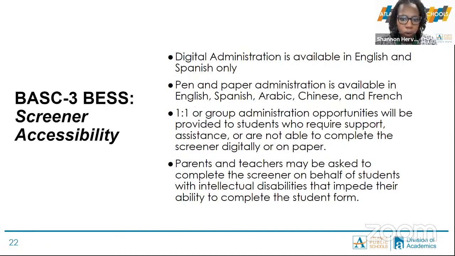Digital access of the screener was available in English and Spanish. Pen and paper administration was available in multiple languages, including English, Spanish, Arabic, Portuguese, Farsi, Chinese, and French. One-to-one or group administration opportunities were available for students who needed support to complete the screener. And parents and teachers were provided an opportunity to complete the screener on behalf of students who may have mild intellectual disabilities that impeded their ability to complete the student form. Next slide.